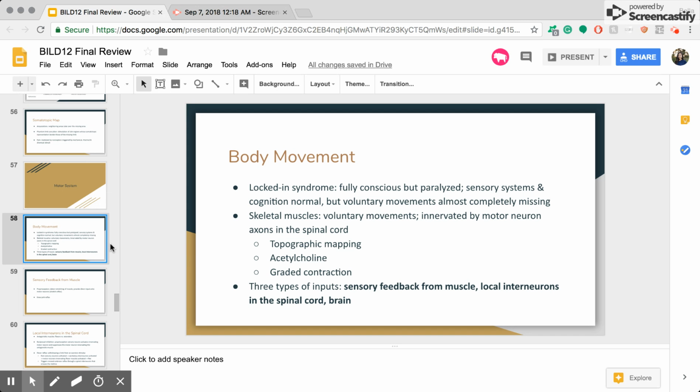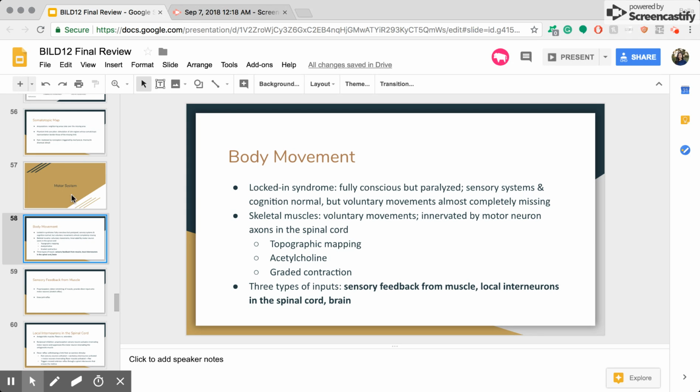So, body movement. She asked on the study guide that you know what locked-in syndrome is. With locked-in syndrome, you're fully awake and fully conscious, but you can't move. You can't voluntarily move. I don't think she really expects you to understand the reasoning behind that. Just know what it is.